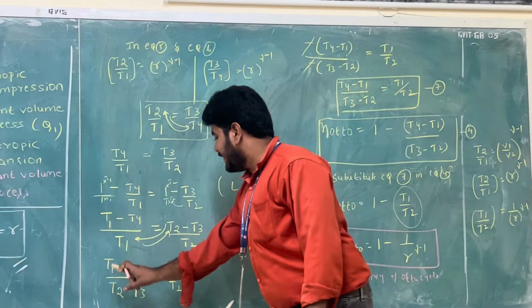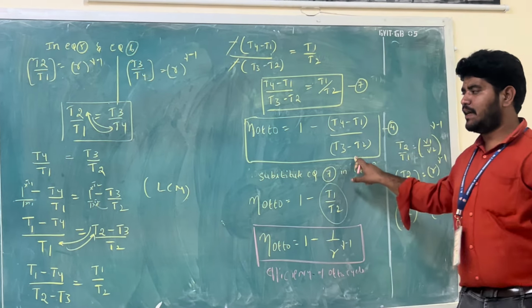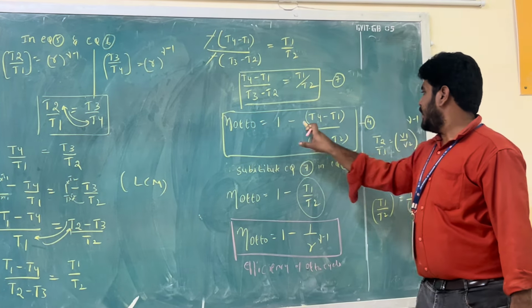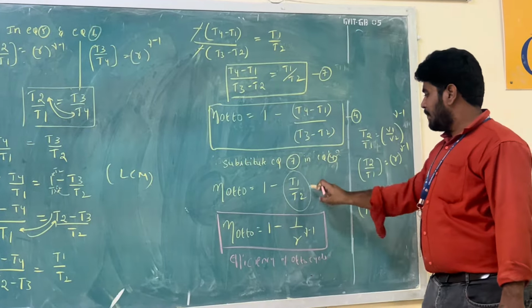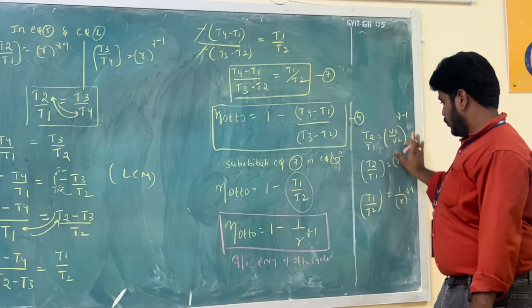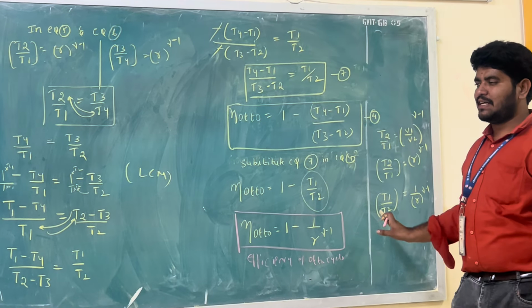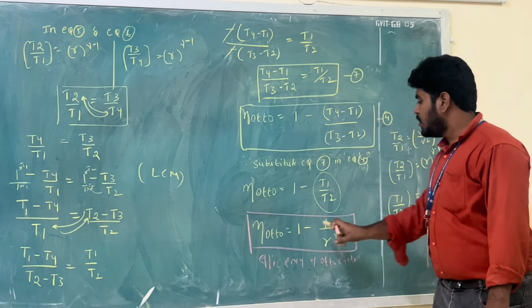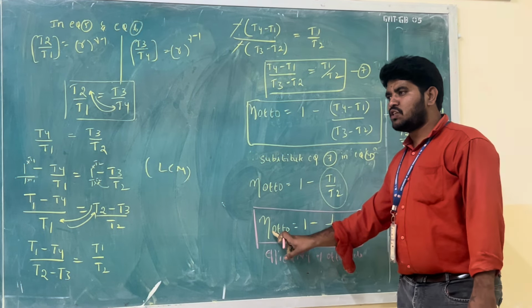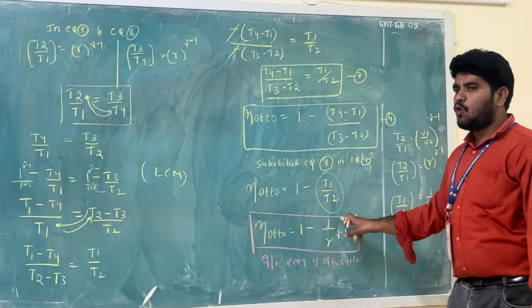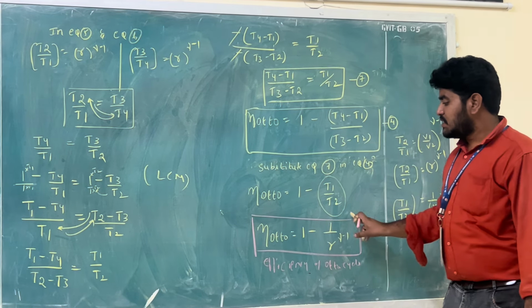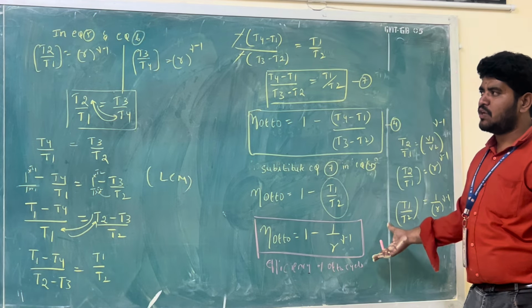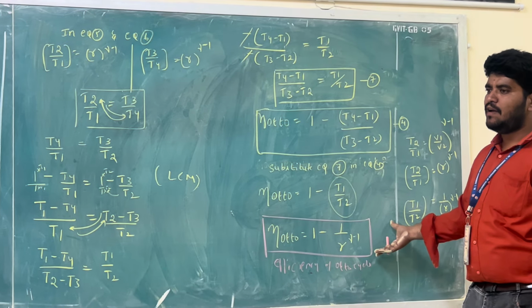Now substitute this entire thing in the equation of the Otto cycle. So the efficiency of the Otto cycle is equal to 1 minus T1 by T2. If I consider isentropic compression, T1 by T2 is 1 by R to the power of gamma minus 1. The standard efficiency of the Otto cycle is given by 1 minus 1 by R to the power of gamma minus 1. This is a standard result which can be used for the petrol engine. Mainly the Otto cycle principle is used for the petrol engine.